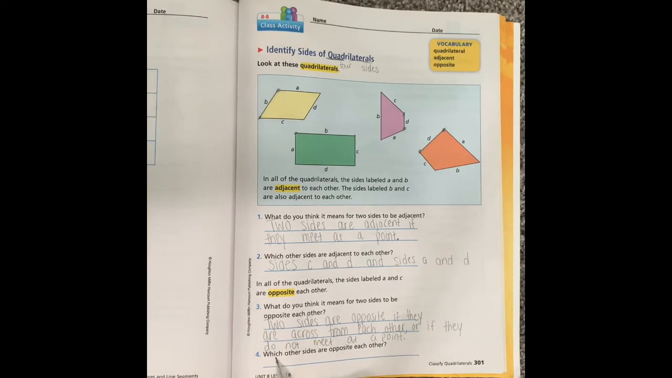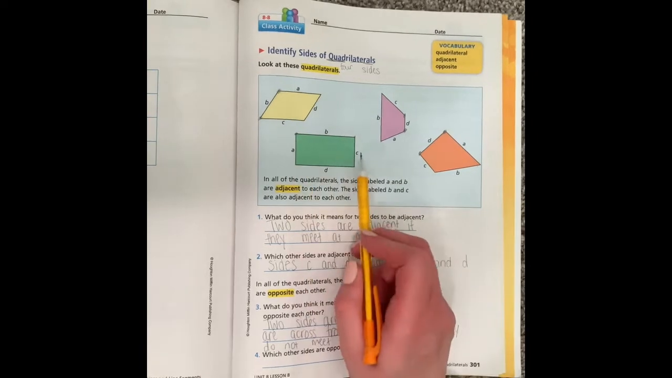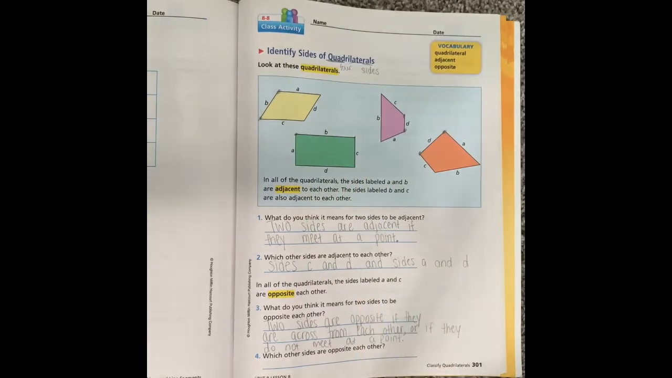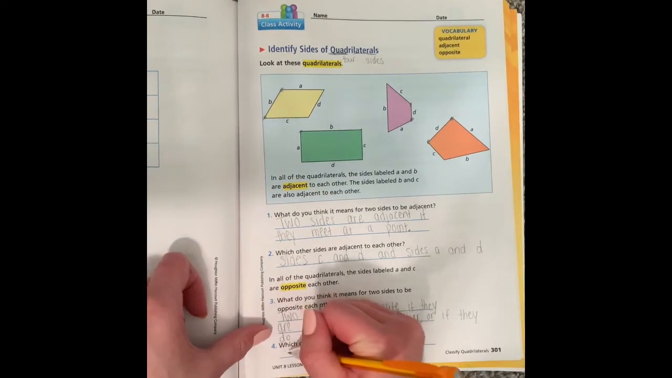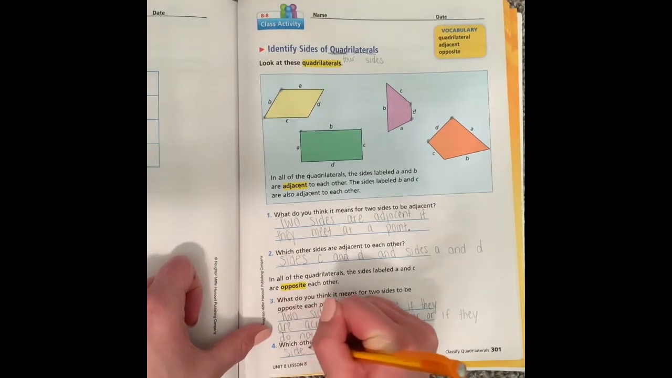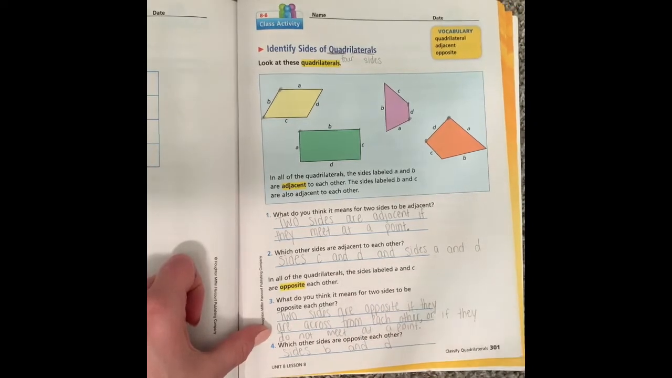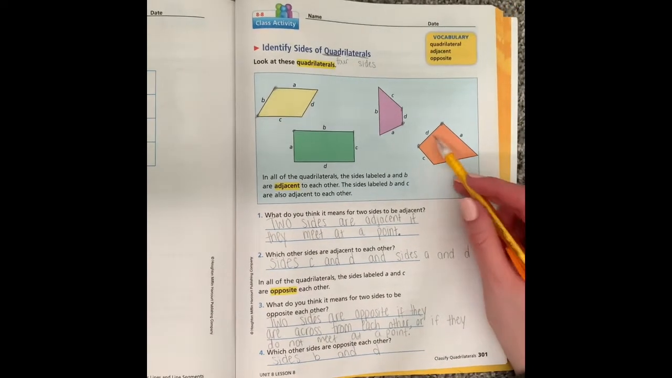So number 4 asks us which other sides are opposite each other. So we know A and C are opposite of each other. We can also see that B and D are opposite of each other. So we could write sides B and D, because in all of these, B and D would be across from each other.